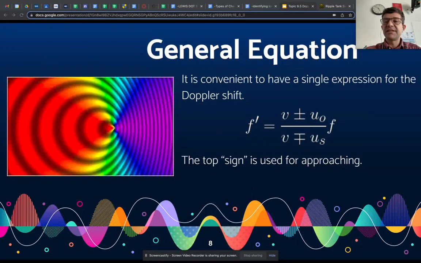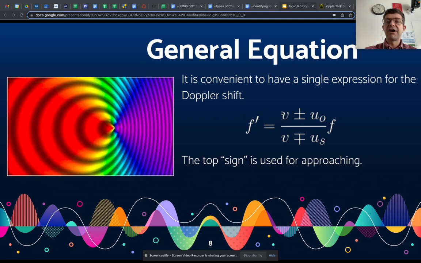I did promise that there would be a general equation, and so it is convenient to have this single expression to cover both the moving source and the moving observer. So this would be like if you were riding a skateboard towards an ambulance that was playing a siren, what frequency would you hear? Notice that the change in frequency is still proportional to f.